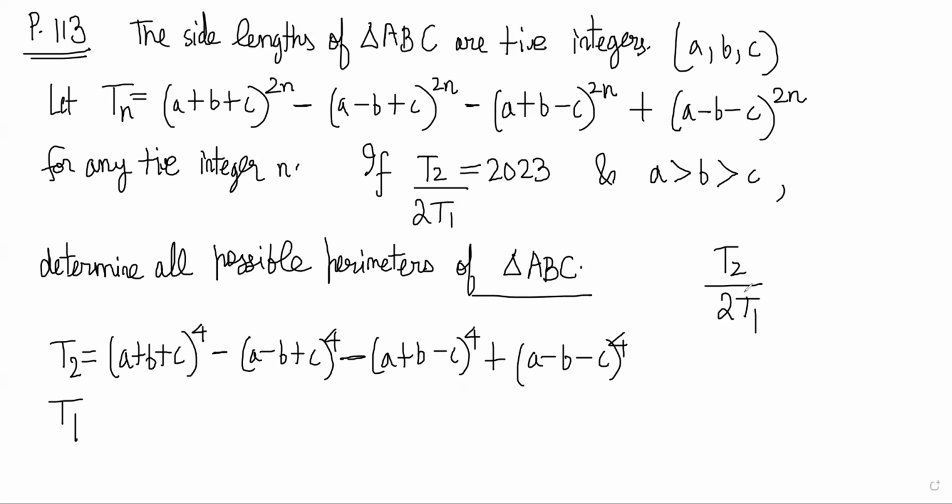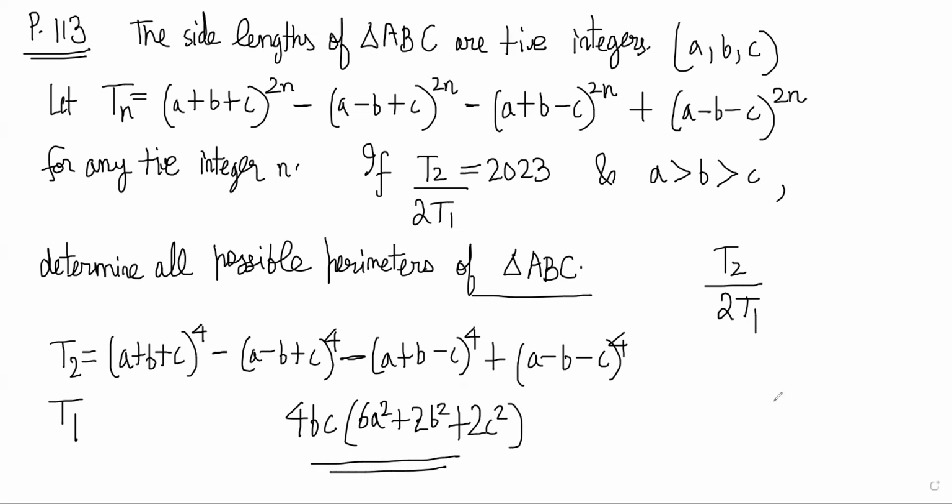You will realize that T2 will come out to be something like 4bc(6a^2 + 2b^2 + 2c^2), and 2T1 will come out to 8bc. You have to check that calculation, and T2 by 2T1 you have to calculate. So it turns out that T2 by 2T1 is equal to 3a^2 + b^2 + c^2.